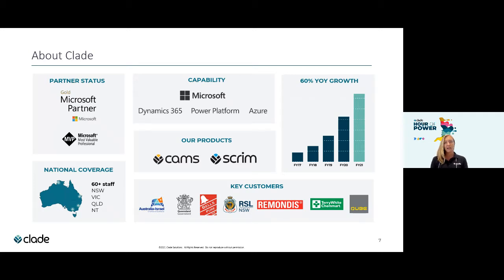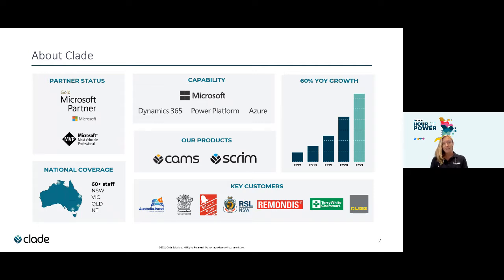We have cross-industry expertise, as you can see from the key customers that we've highlighted here. But over the years, we've developed particular expertise and experience in a few key areas, including government, working with not-for-profits and associations in particular, as a result of the platform CAMS that we've developed. And then also we've worked a lot with customers in high-risk industries. And again, that's in large part due to the platform SCRIM, our workplace health and safety solution, which we developed.